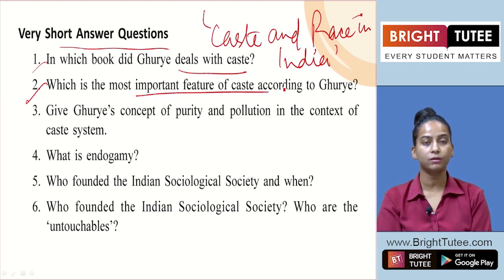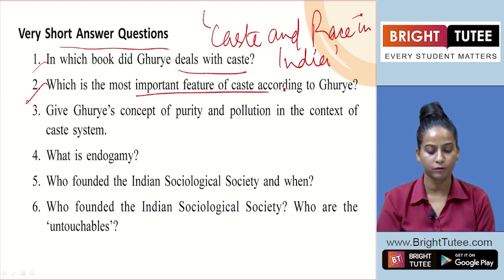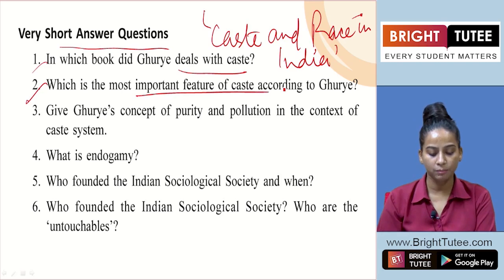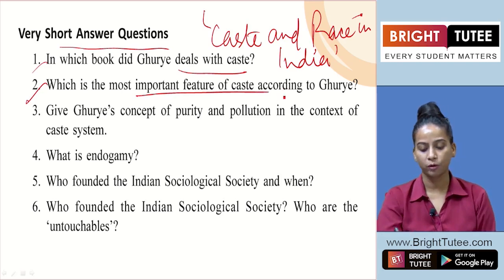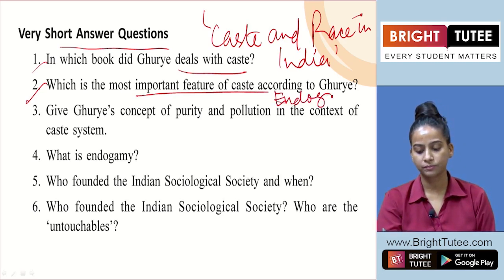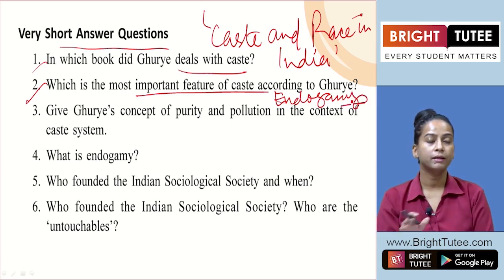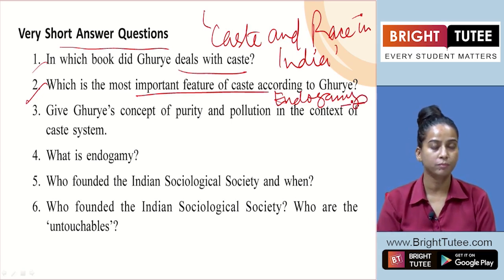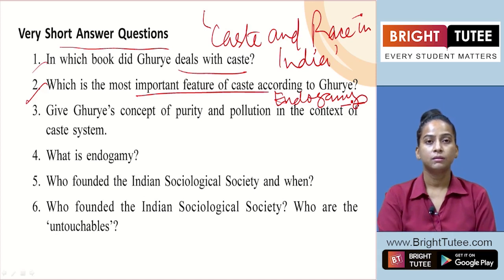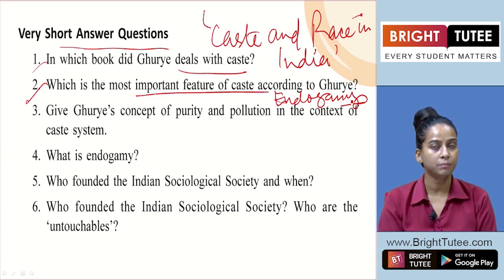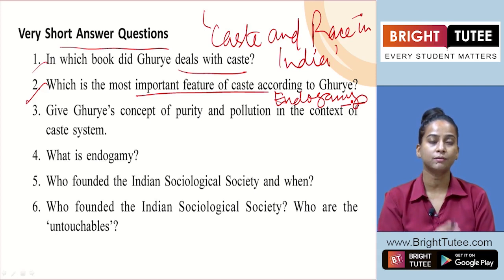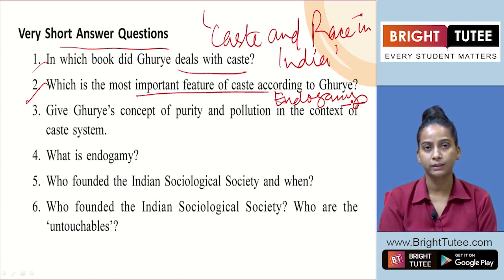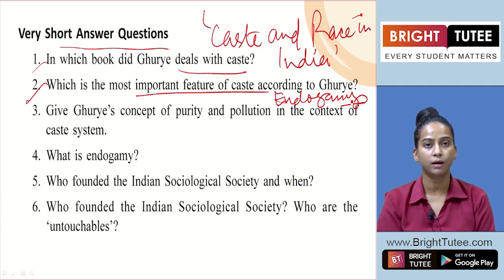The second one, which is the most important feature of caste according to Ghurye? So, we have to mention that according to him, which is the most important feature? That is, endogamy is the most important. Endogamy is the most important feature because it restricts the marriage within the same caste group. And if this is mixed with politics, it could bring harm to our development. It could bring harm to national unity also.